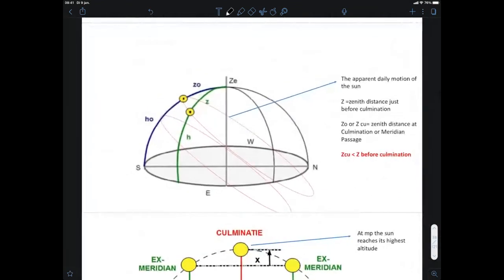Now, this is actually then what we will be doing. You see here the apparent daily motion of the sun, being this one here.